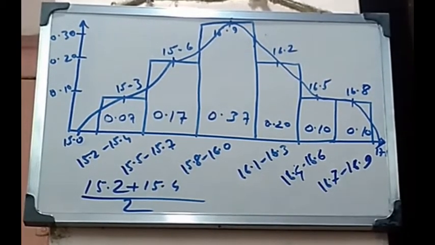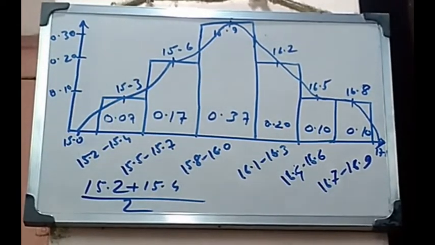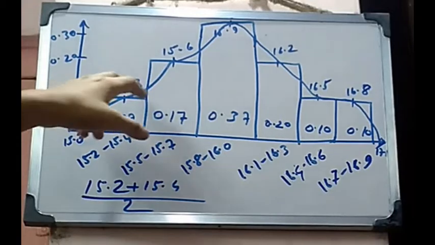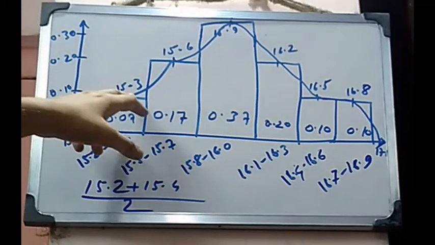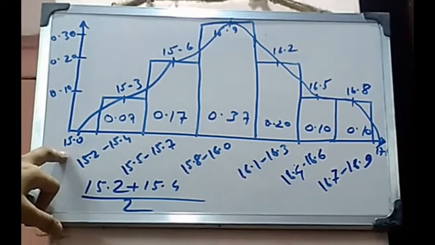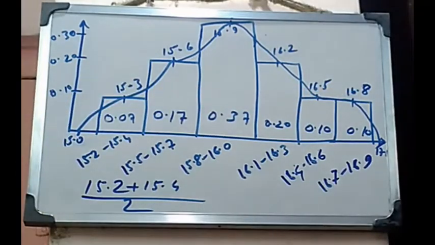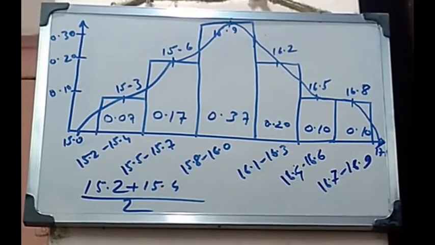Now see, the points are at a difference of 0.3. So for 15.3, before that we can find the previous point, which is 15.0, and at the end, after 16.8, we can find the last point, 17.1. Now we have to join these points, and after joining these points in the graph, we can find the frequency polygon.